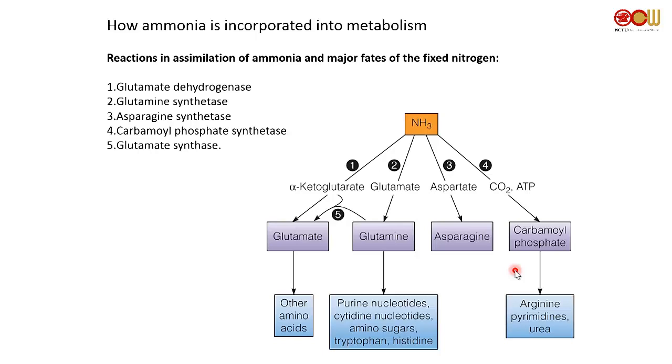So ammonia, how is ammonia incorporated into metabolism, right? So ammonia is incorporated into metabolism through primarily these 5 reactions, okay? You go from alpha KG to glutamate, or you can go from glutamate to glutamine, or you can go from aspartate to asparagine, or you have this last thing, this is kind of weird, but we'll talk about this in the urea cycle. This is going from ammonia plus CO2 to give you carbamoyl phosphate. Okay, the 5th one is glutamine going with alpha KG to generate glutamate. Okay, so primarily 5 reactions. That's it for today.